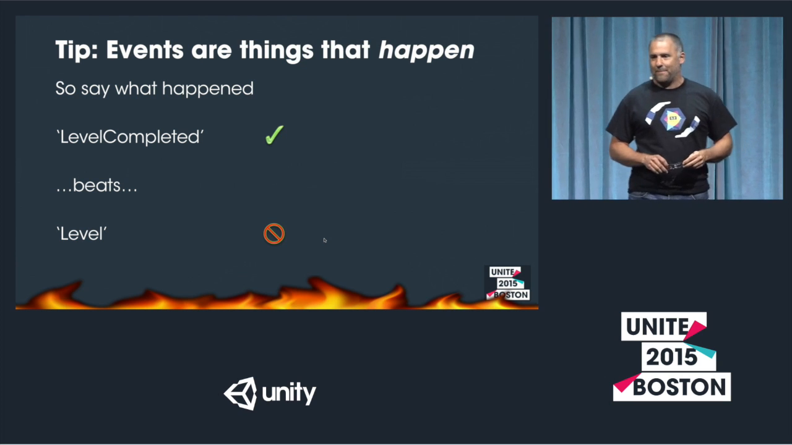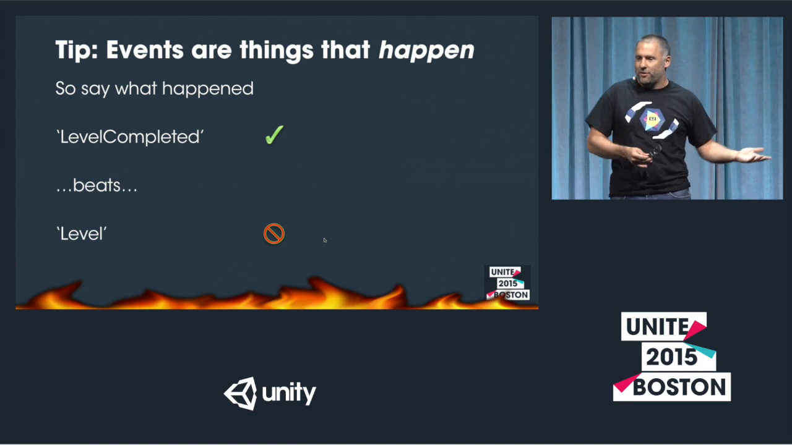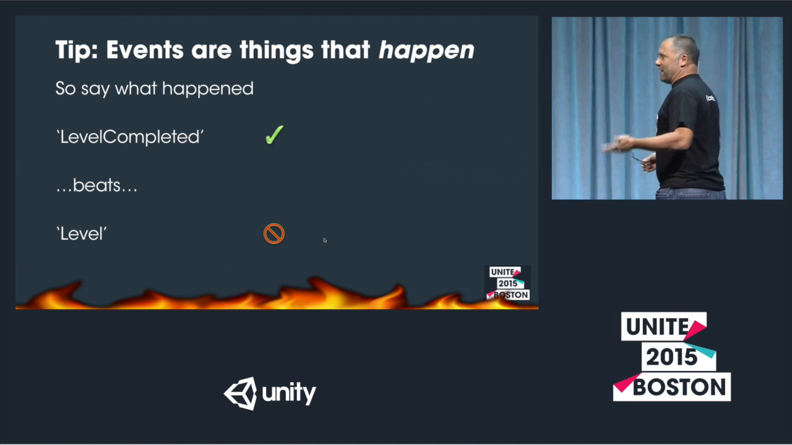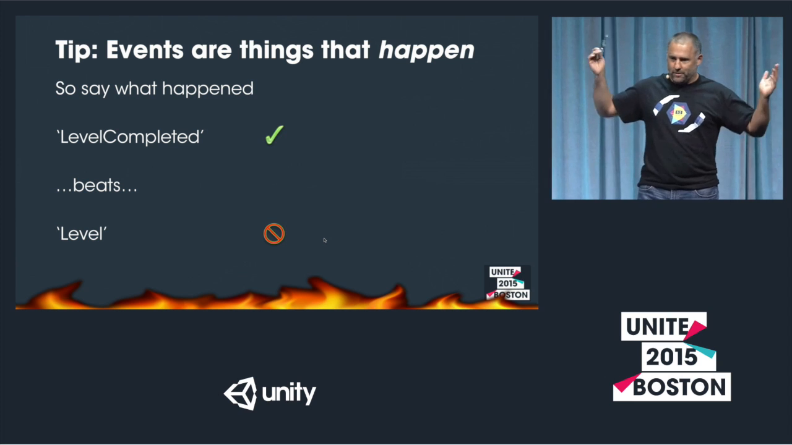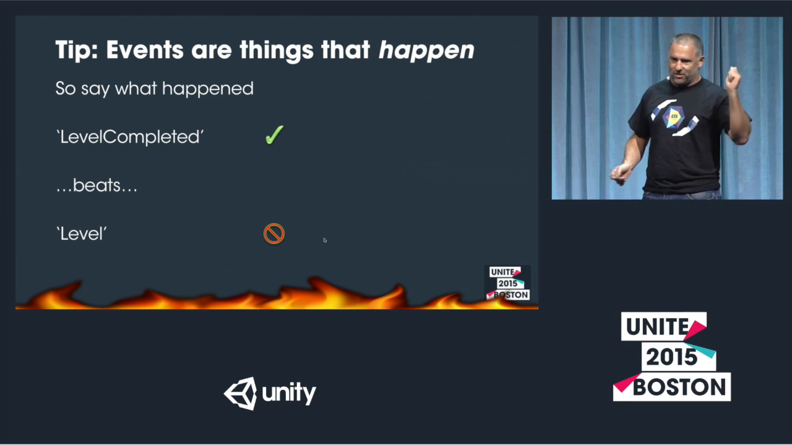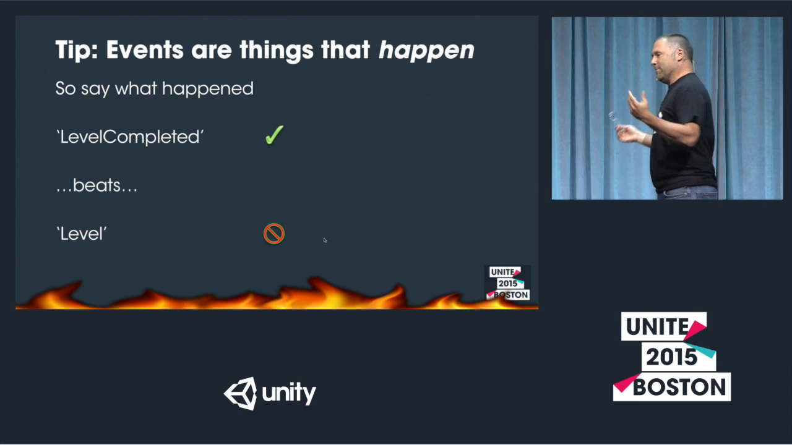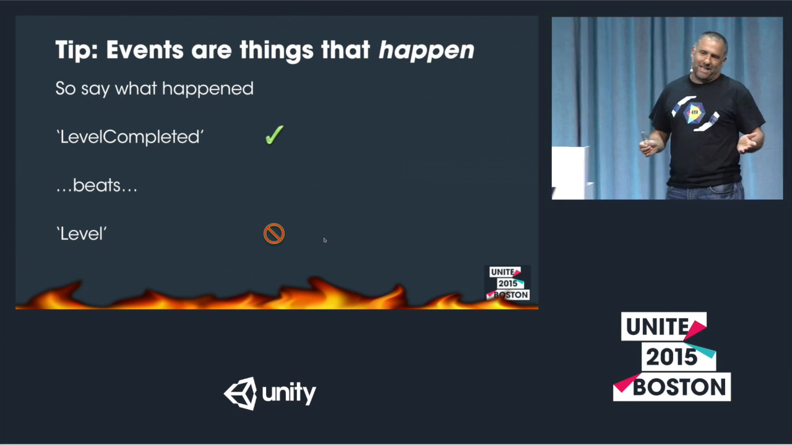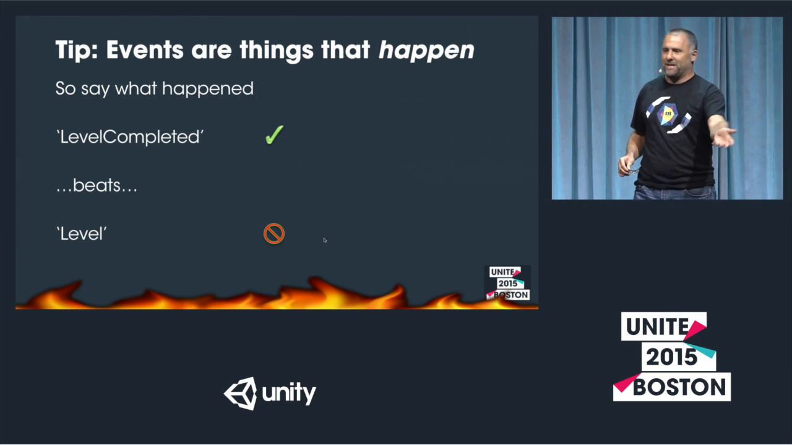Level is not a thing that happened. Level is what? Did it start? Did it end? If the event is called sword, well, did he draw it? Did he buy it? Did he drop it? What does that mean? Make your events clear. There's no cost particularly, at least no appreciable cost, in being clear.